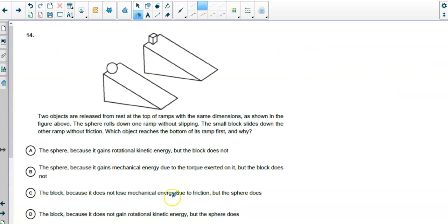Classic question. 2 objects released from rest at the top of ramps, same dimensions shown in the figure above. The sphere rolls down without slipping. The block slides down without friction. Which of the following reaches the bottom of the ramp first? It's going to be the one that slides because it does not have to give up any of its translational kinetic energy to rotational. So it's going to be the block.